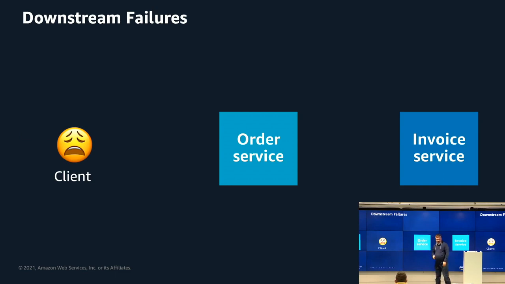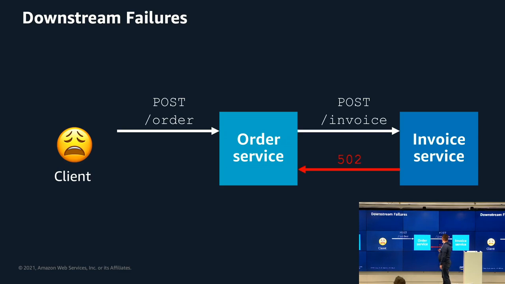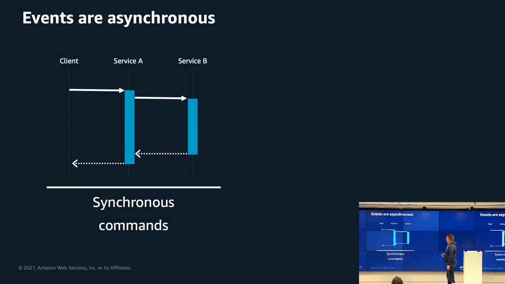Now, what about availability? How can we improve our availability? Imagine again, let's go back to the basics. We had our architecture, order service and invoice service, but now invoice service returned an error. And that means that order service will return the error as well. That happens because in this example, we have synchronous commands. So we put a request to service A, and it puts a request to service B, waiting for the answer, and vice versa.